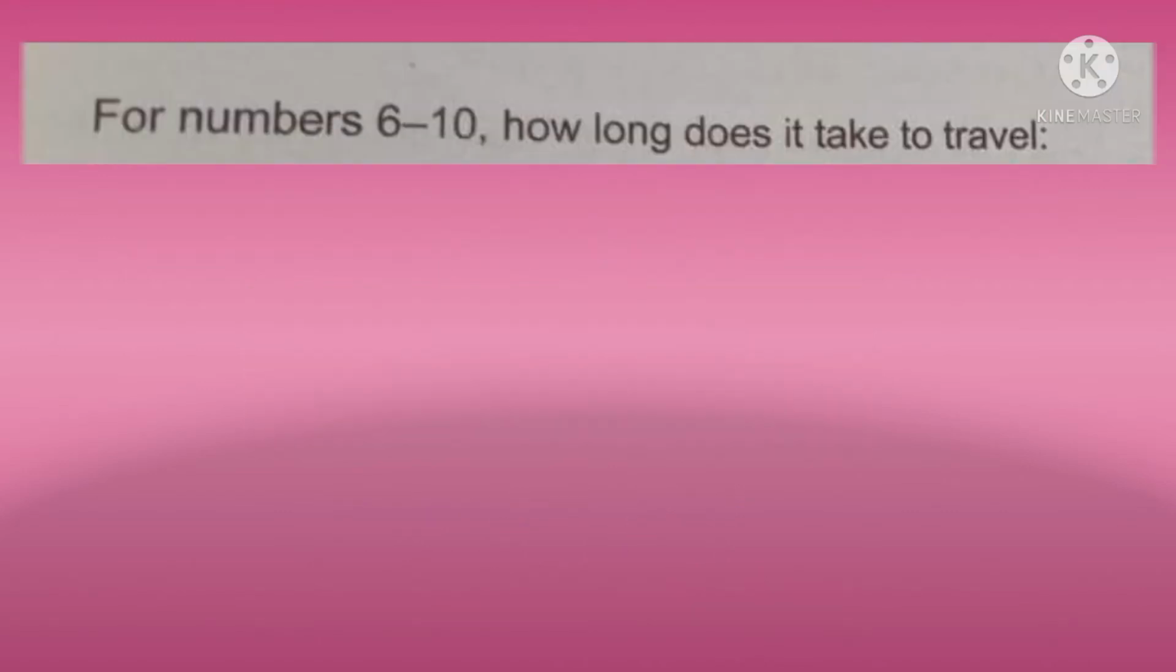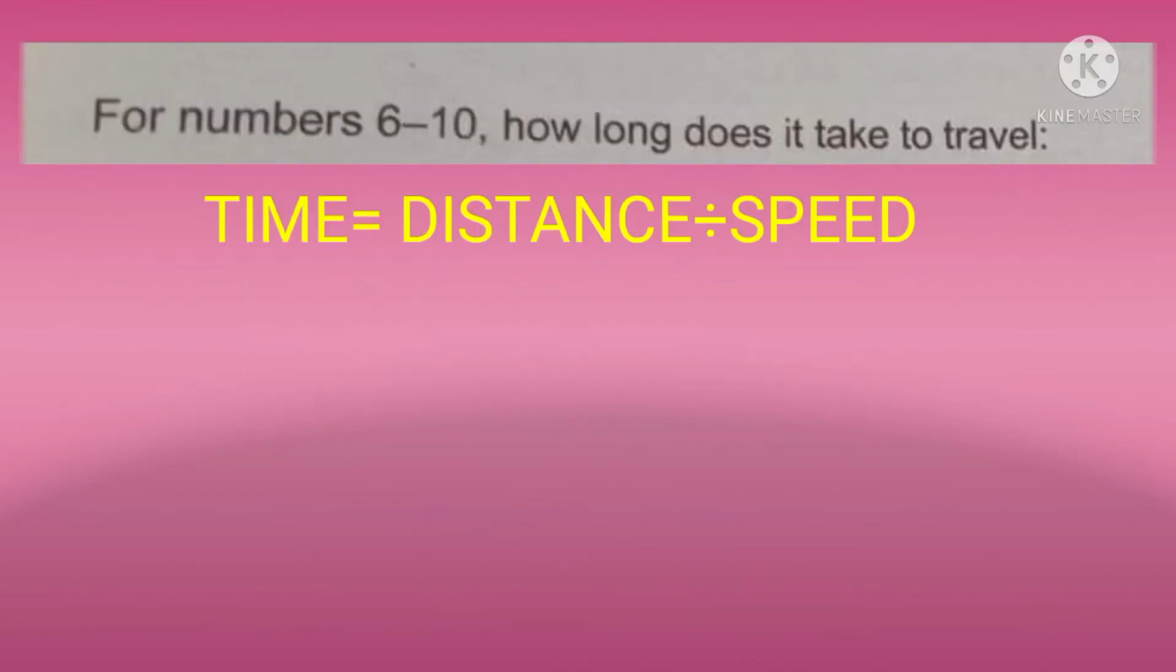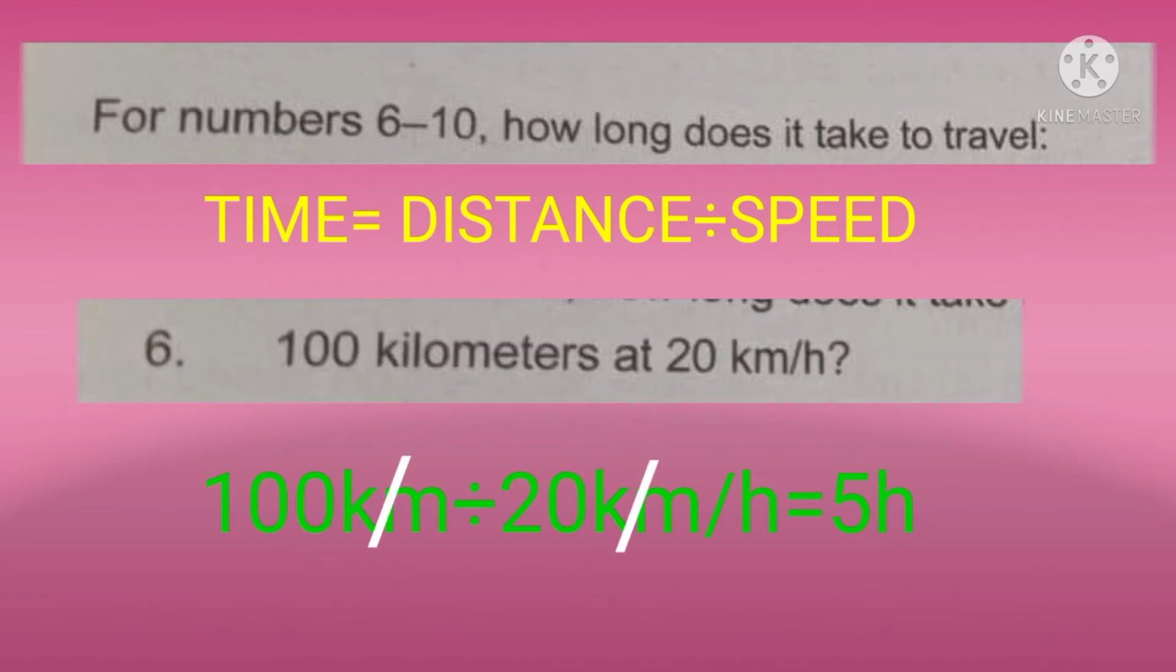So in number 6 to 10, how long does it take to travel? So we will find the time here. The formula of time is equal to distance over speed, or distance divided by speed. Number 6, 100 kilometers at 20 km per hour. The distance here is 100 kilometers and the speed is 20 km per hour. So 100 km divided by 20 km per hour is equal to 5 hours.